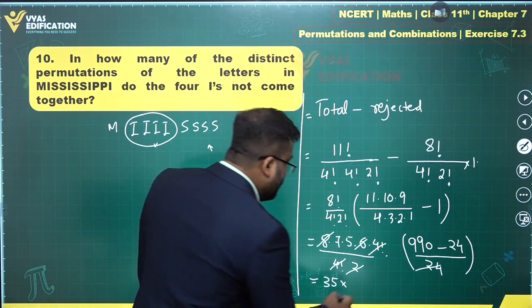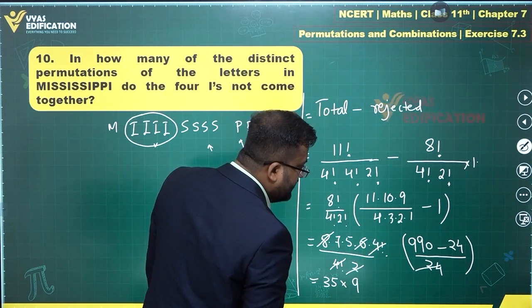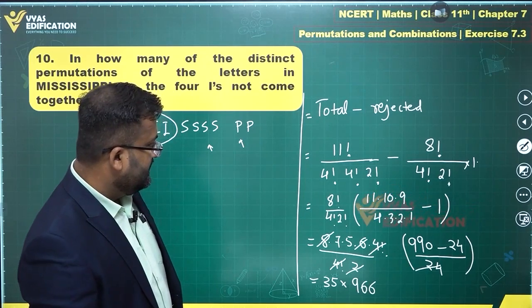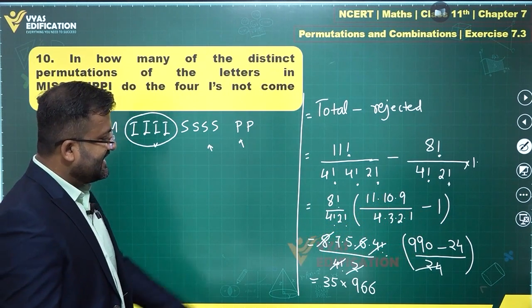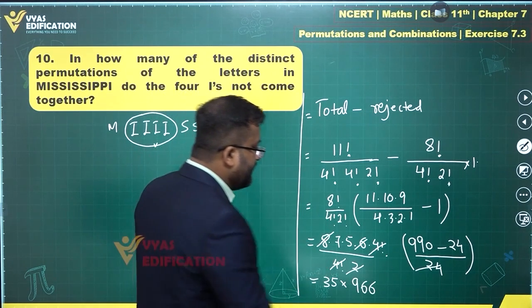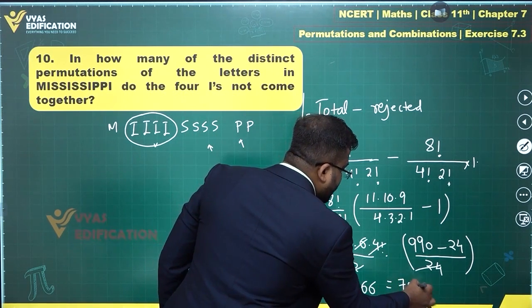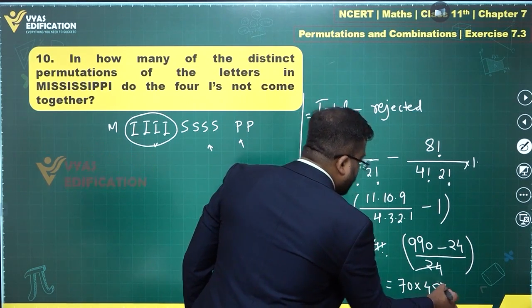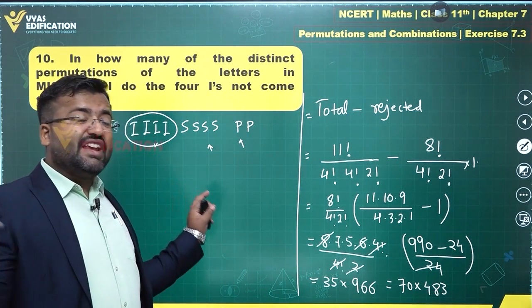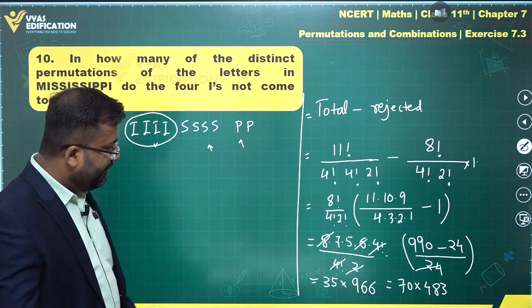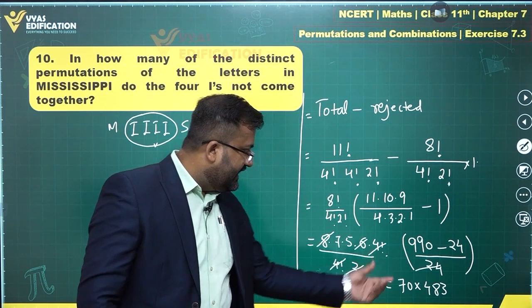And what is that? That is 966. Is it? Yes. This is 966 times 35. And you can take out a 2 from here and give this to here. This 35 will become 70, and this will become 483. And now it becomes very easy to multiply. 70 times 483 is very easy to multiply. Let's check that number, 483, yes.